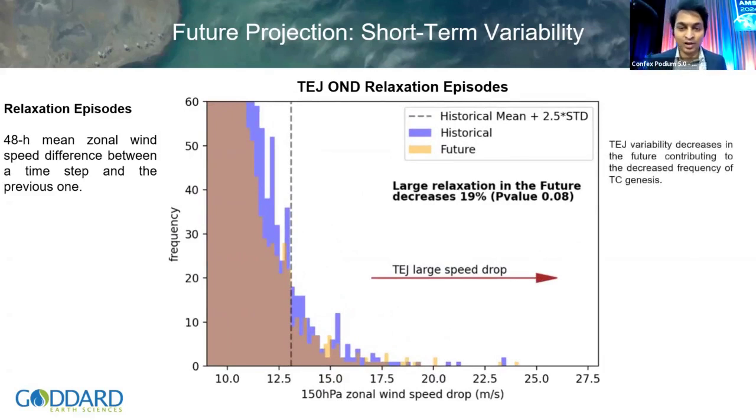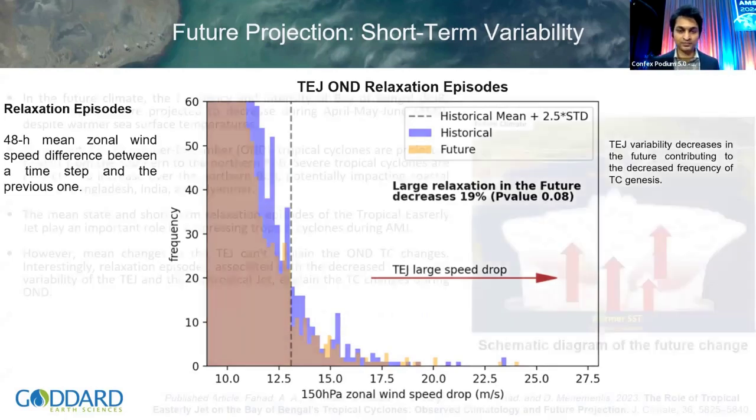we see that the large relaxation in the future decreases almost 19%. So the tropical easterly jet is more stable in the future climate. As a result, it suppresses more tropical cyclones from developing. As a result, we have fewer tropical cyclones and less intensified tropical cyclones, even though SST is warmer. So this explains October, November, December. We found that it also explains April, May, June at the same time, not shown here.